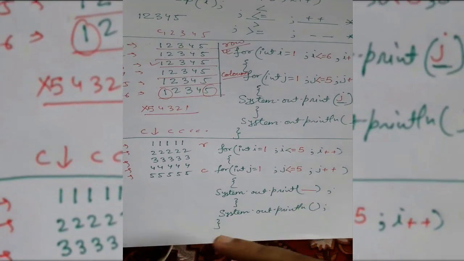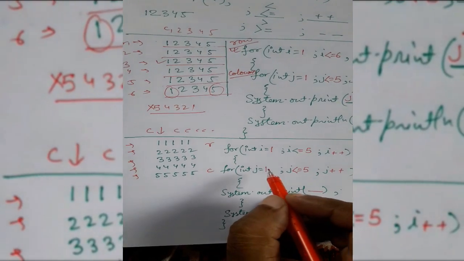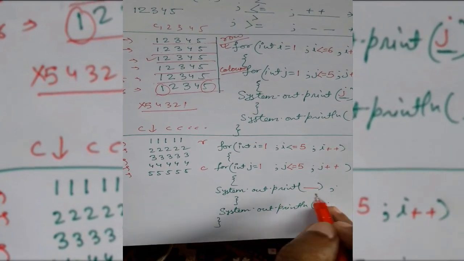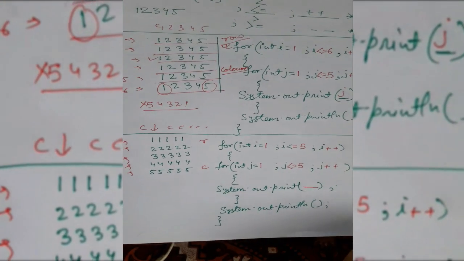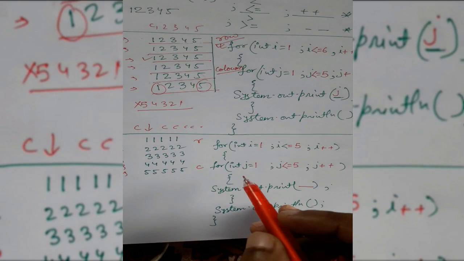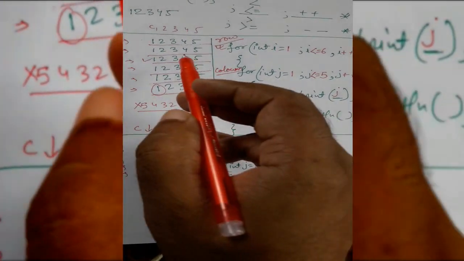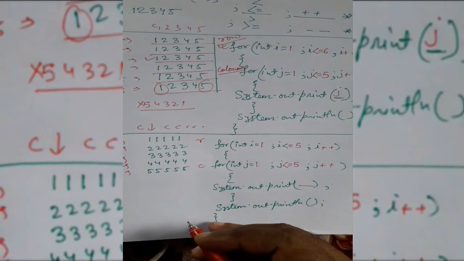Now what will we print here? Now you see, when the value of I is 1, J will execute 5 times. So J will print 5 times. What will it print? Either we have I or we have J. Two variables we have. So if we write J here, what will happen? It will print 1 2 3 4 5. Already we have seen this. So we have only one option, that is I.